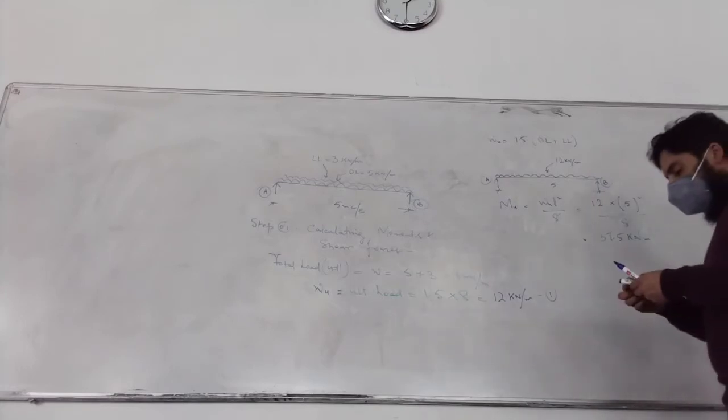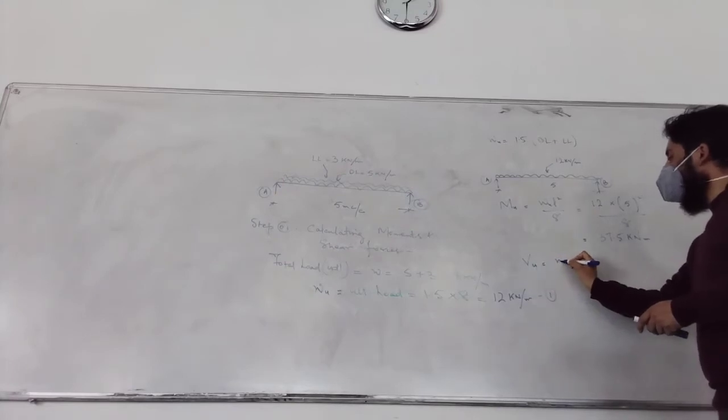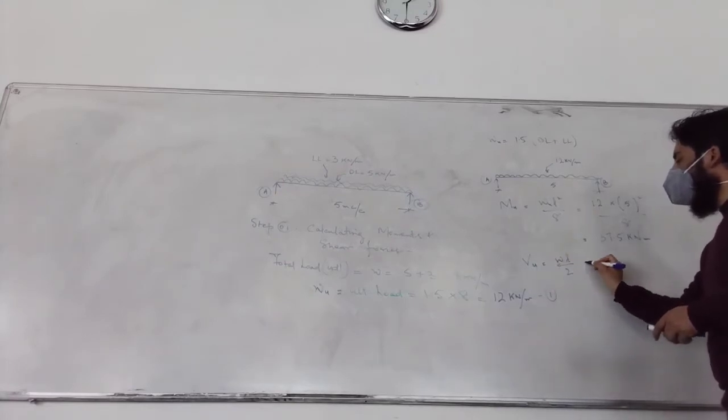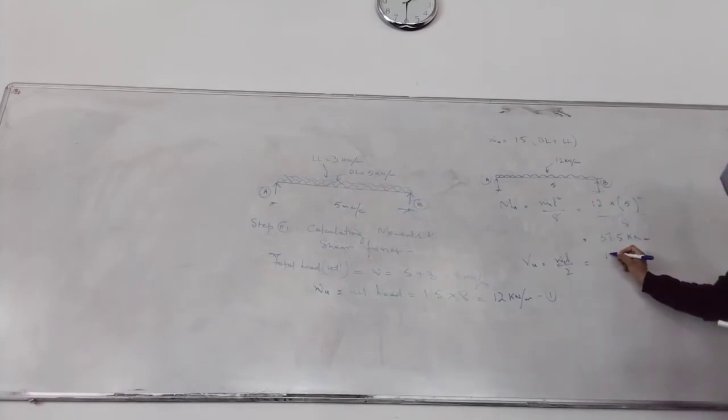So, what will be the shear force? VU equals WU L by 2. So that's 12 into L, which is 5, by 2, which is 30 kilonewton. That is your shear force VU.